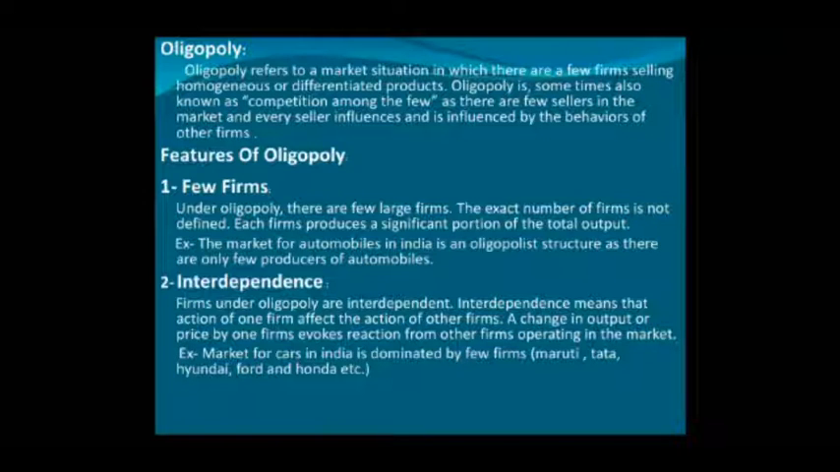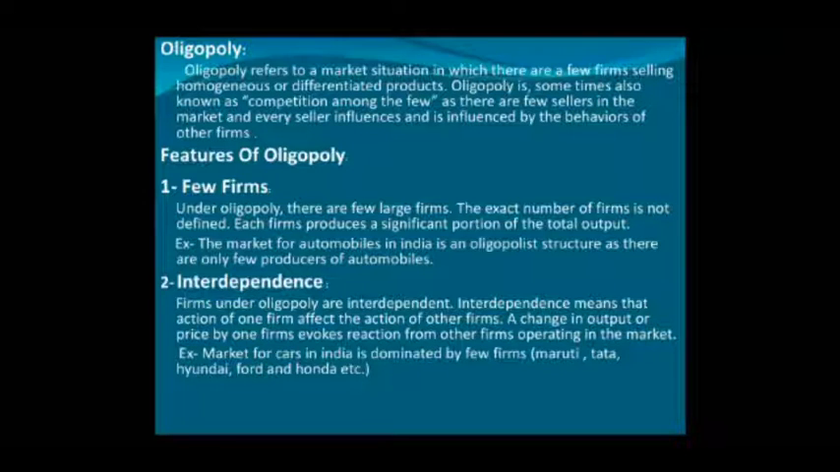Here some features are given about oligopoly. First, few firms. Under oligopoly, there are few large firms, and the exact number of firms is not defined. Each firm produces a significant portion of the total output. There exists severe competition among different firms, and each firm tries to manipulate both prices and volume of production to outsmart each other. As an example, the market for automobiles in India is in an oligopoly structure, as there are only few producers of automobiles.